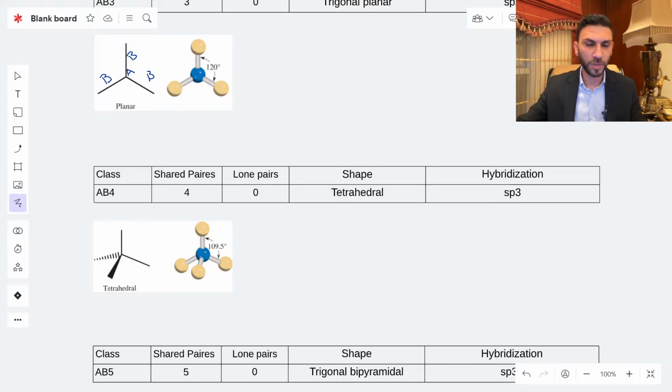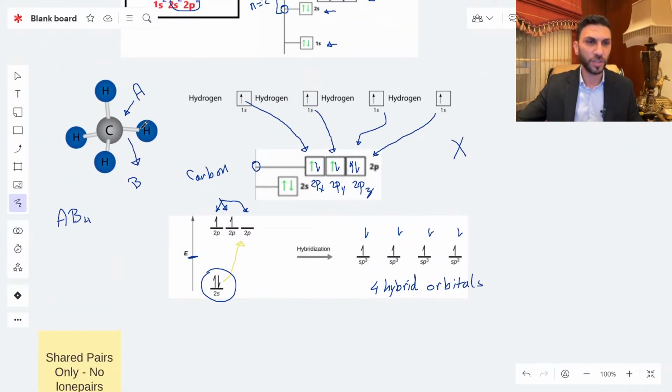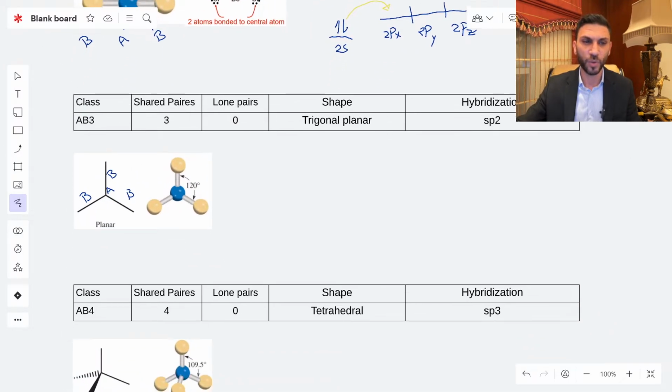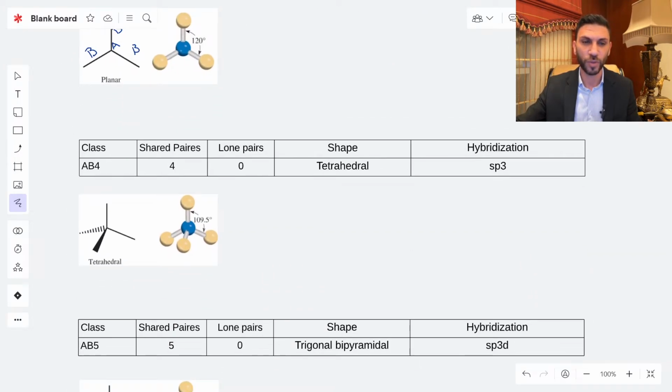Let's have an example. If you check here, we were talking about the methane, which is CH4. So this is the central atom, and we have 4 shared pairs, so it's going to be AB4. Let's check the hybridization for this compound. As an example, CH4. And the carbon from the periodic table, it has 6 electrons. So 1s2, 2s2, and 2p2.